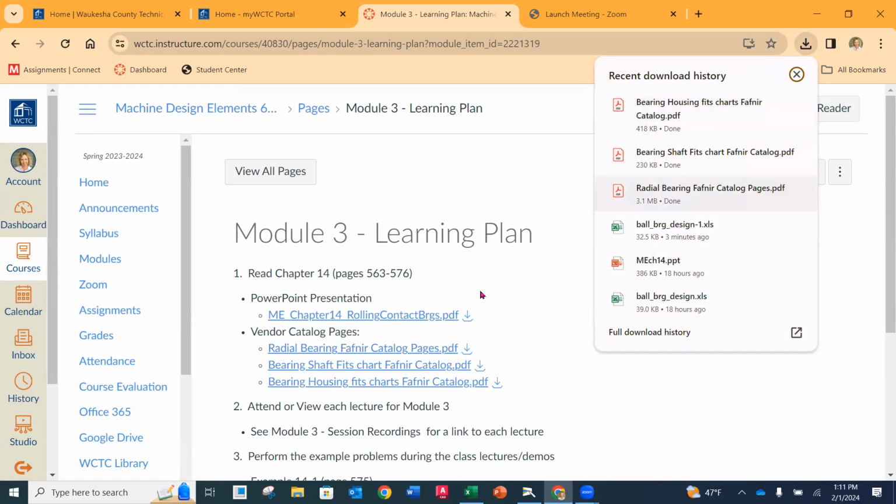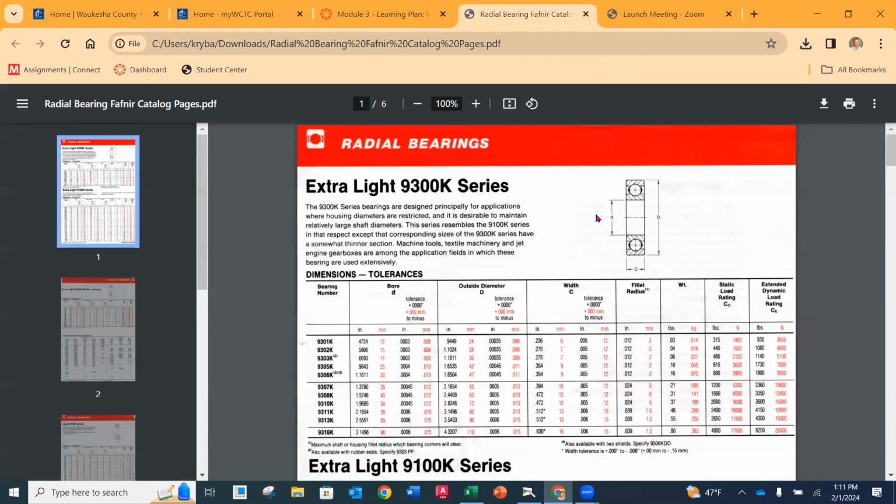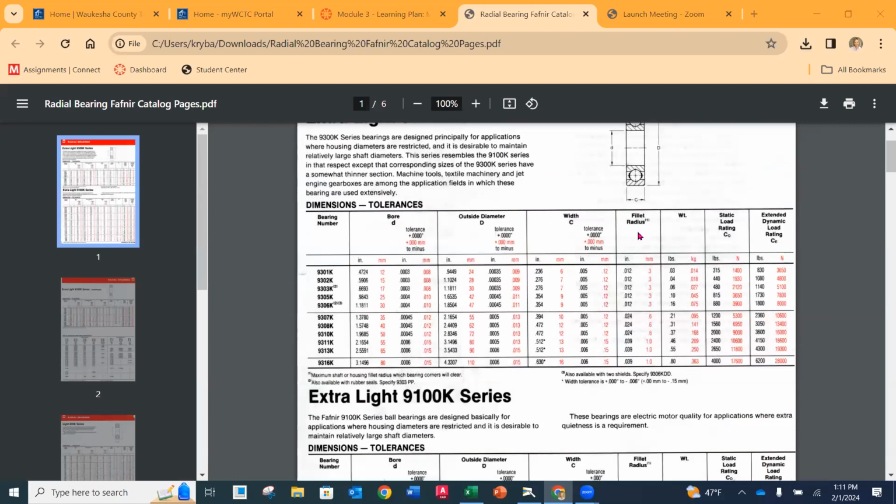The first one we're going to look at is going to be radial ball bearing Fafner catalog pages. And this is not an entire catalog. This is 6 pages of a section. Okay. And I want to show you, oops, I made it bigger. Oh, shoot. I wanted to kind of scooch it over. What I want to show you are the categories or the columns that we're going to be looking at here.